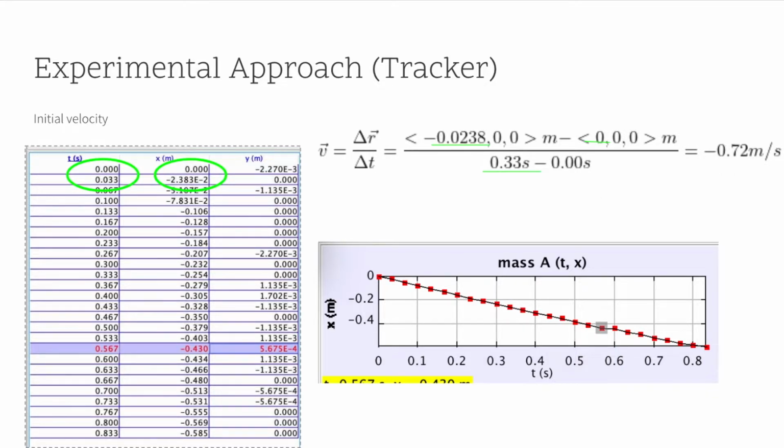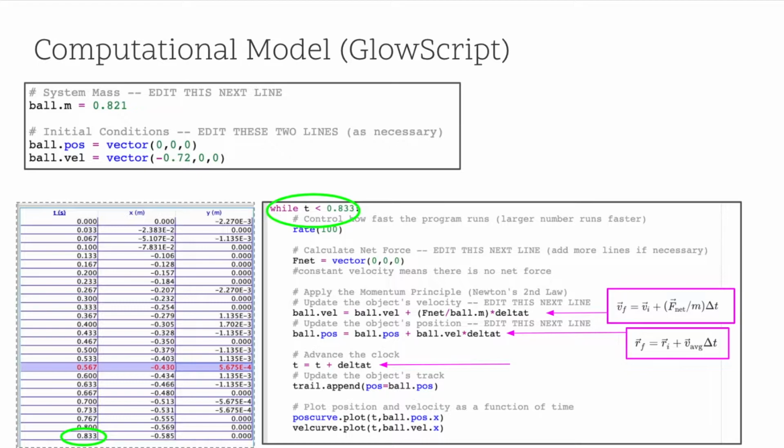And then from the initial velocity that I recorded experimentally from Tracker, I added that value into GlowScript as the initial velocity, and I changed the GlowScript code so that the model ran until the final time of the Tracker model, which was 0.833 seconds. I also replaced the ball's velocity and position with the updated formulas that we discussed earlier, and altered the time to be time plus delta t, so that we could advance it and predict the final motion over and over again.